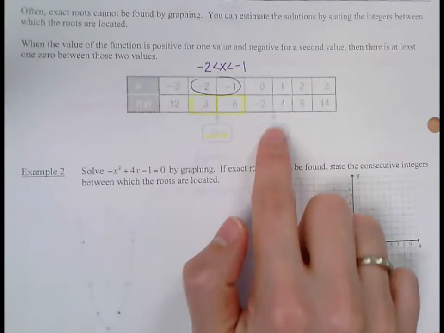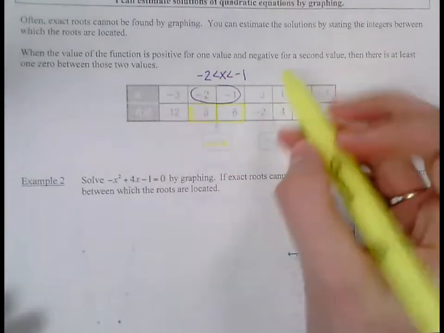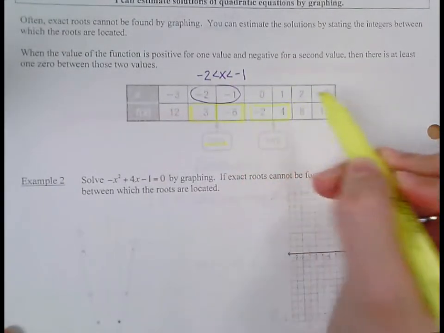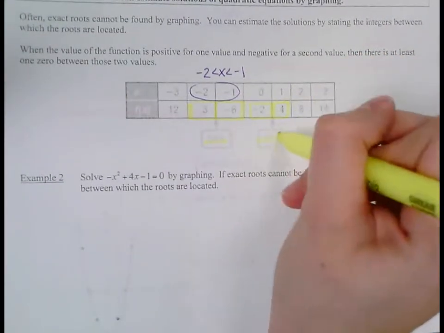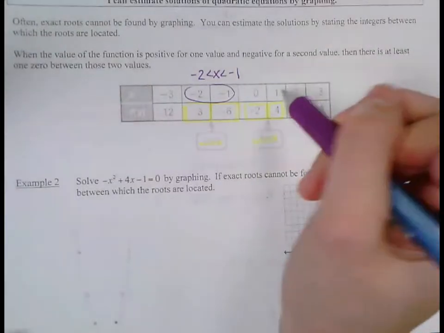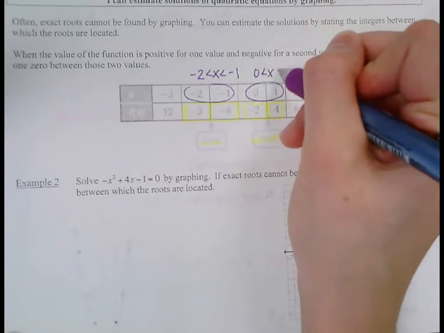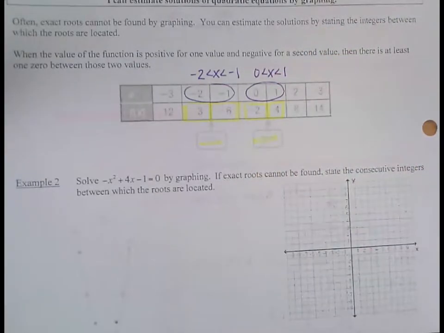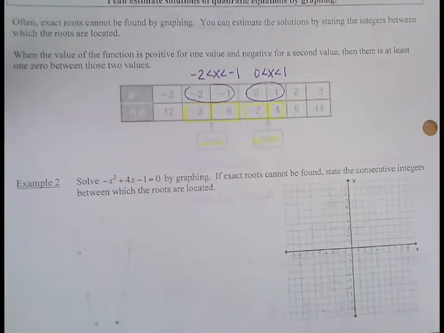And then this happens again. You can see the second place it happens when the y value changes from a -2 to a +4. To go from -2 now to +4, again, somewhere in between, it had to pass through 0, meaning somewhere between those x values, there's another solution, and that would be x between 0 and 1. So if you don't have exact x-intercepts at an integer, this is how you would write your solutions. You'd say what consecutive values it's in between.